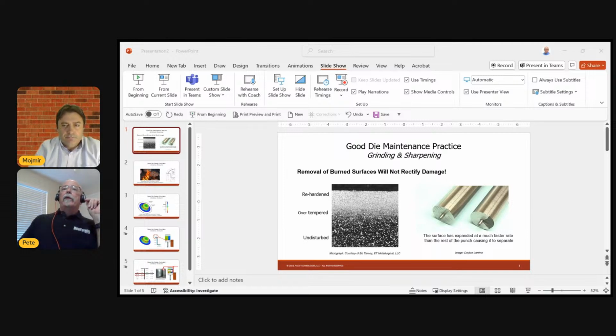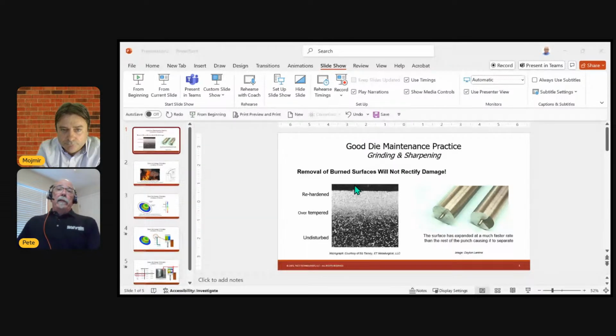Okay, so if you see this punch here, can you see my arrow? Okay, you see these burn marks here on the punch? Oftentimes we'll grind a punch and you'll get burn marks, and then we'll come and grind those away, and it looks really nice, but the damage has already occurred.